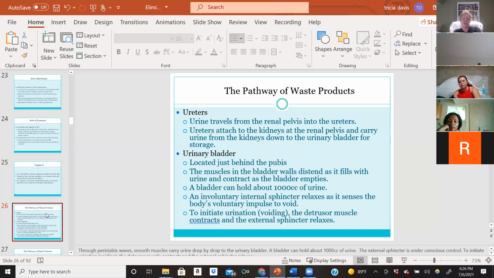All right, so the pathway of waste products. Through peristalsis waves, our smooth muscles are going to carry urine drop by drop to the urinary bladder.